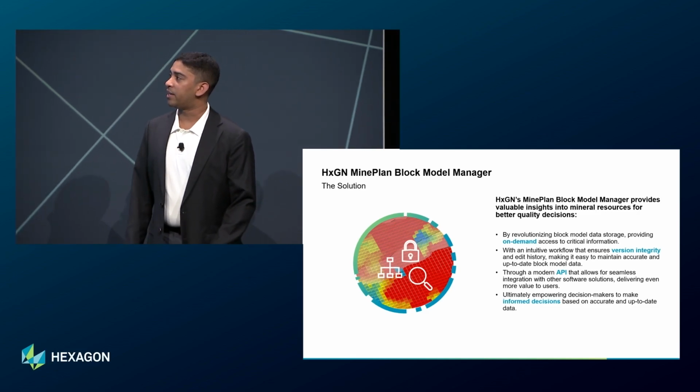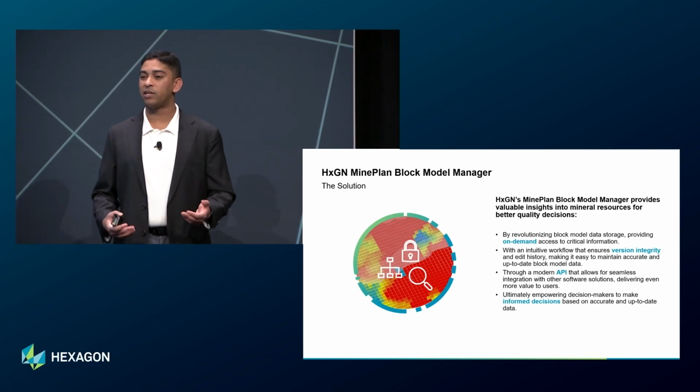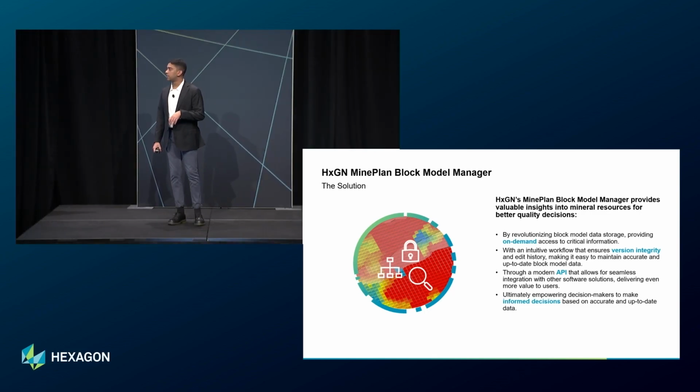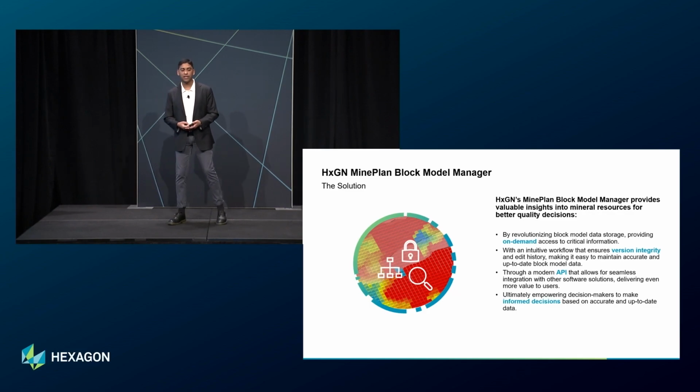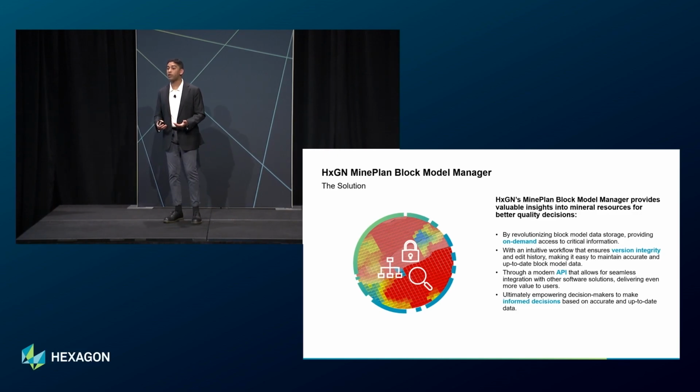So the Block Model Manager provides valuable insights into our reserves and resources. And the reason that we're doing this is to make better quality decisions. And what we've done is not only change how we store the data, but the structure of that data as well. So you'll see that we've changed that footprint from 20 gigabytes to, in some instances, 200 megabytes, depending on the data that you have. So it's drastically changed how much data that we're using. And as a result of that, we get the performance of read and write times.